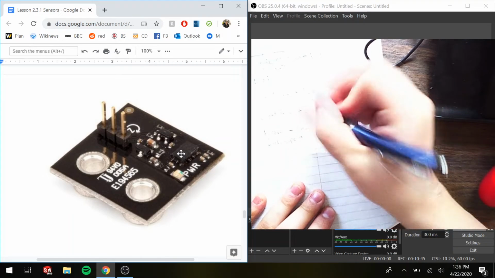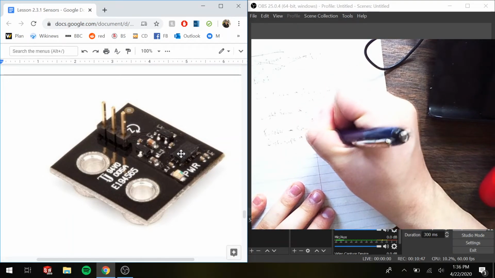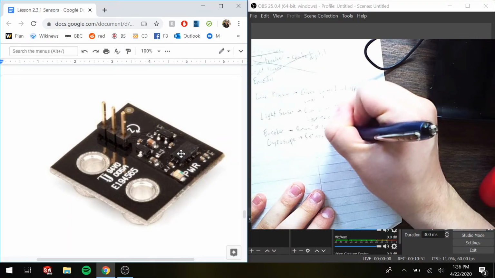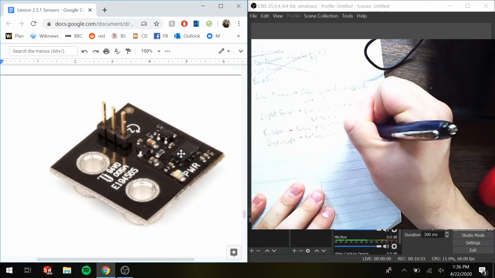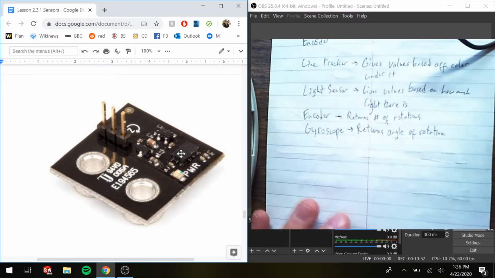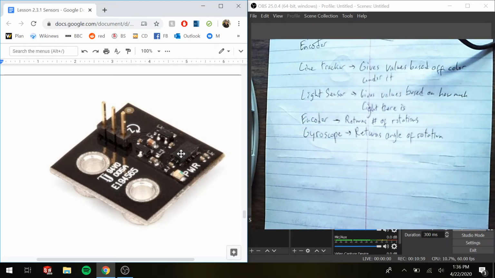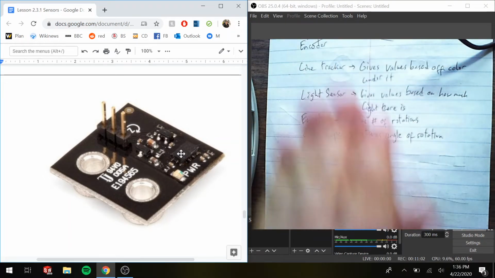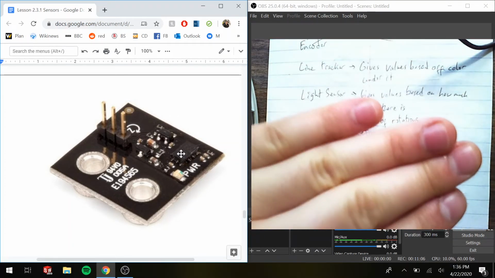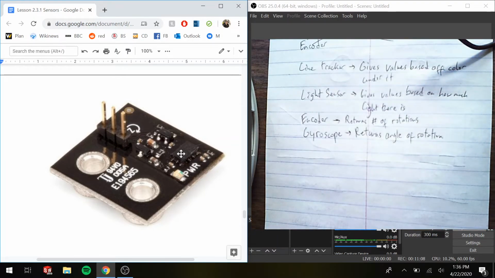So it returns the angle of rotation. This is particularly useful for robots because, going back to the Clawbot, if I wanted to automate movement and have the robot go forward a certain distance, I would use an encoder. But if I wanted to have it turn a set angle, that's where a gyroscope would come into play.